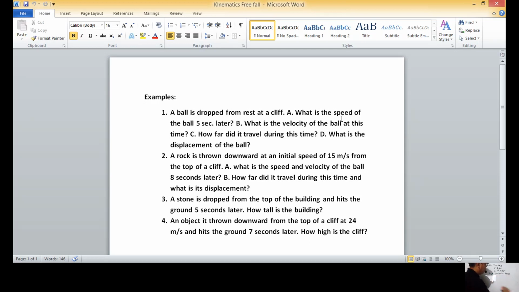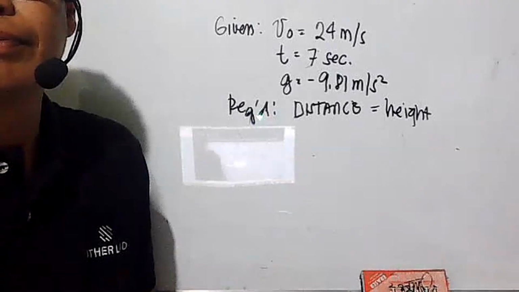Actually, it has the same format as problem number 3, but this time it has an initial velocity of 24 meters per second, and the time is 7 seconds. So you're still looking for the height of the cliff? Yes, so how high is the cliff?